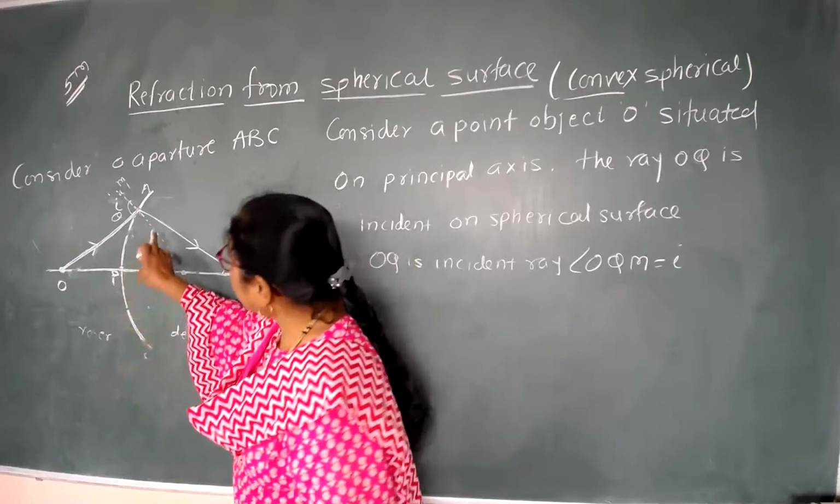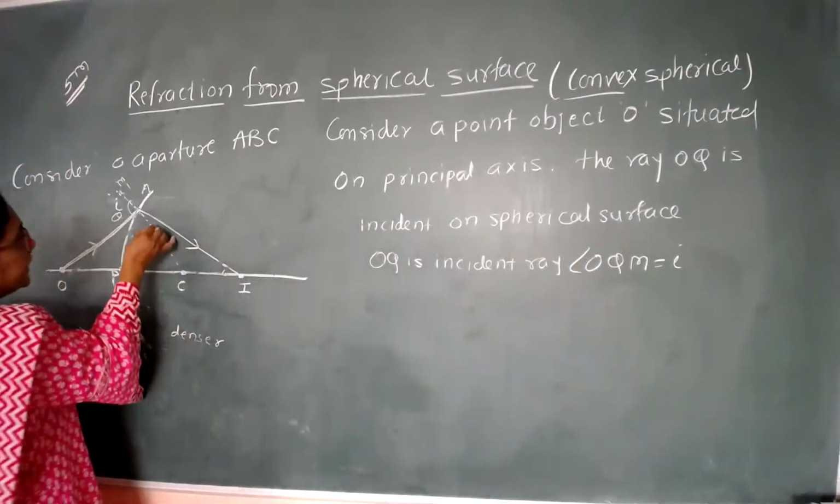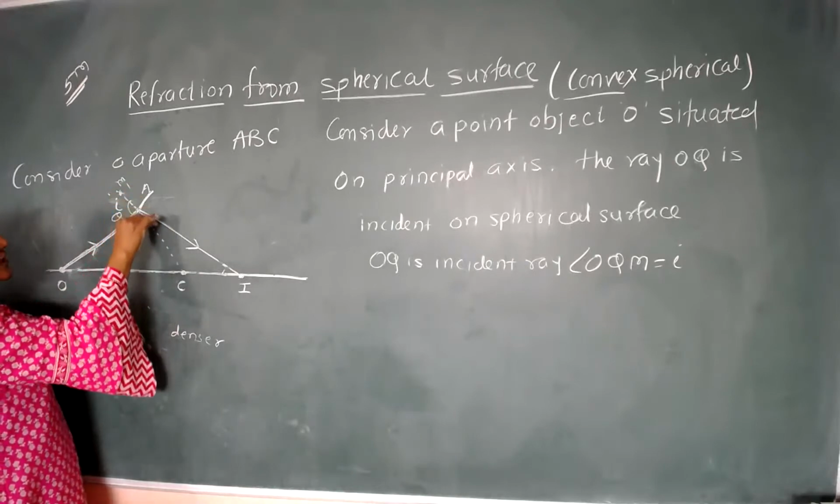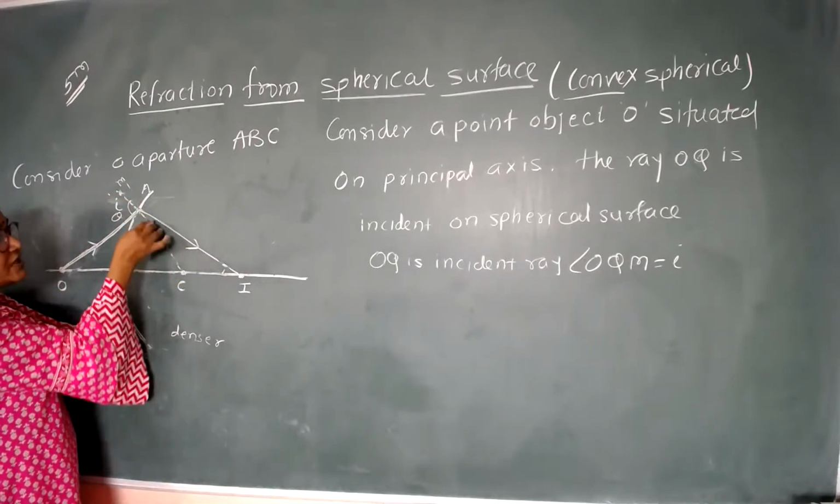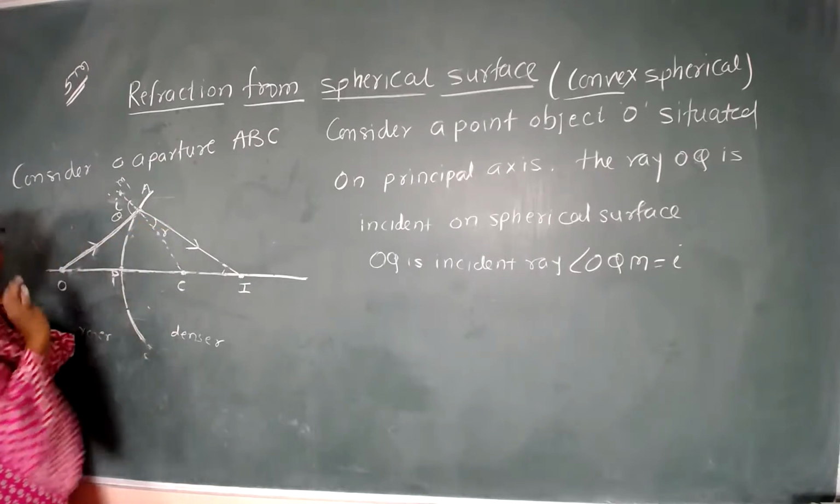This is known as the normal. This is known as the refracted ray. So this angle is known as the angle of refraction.